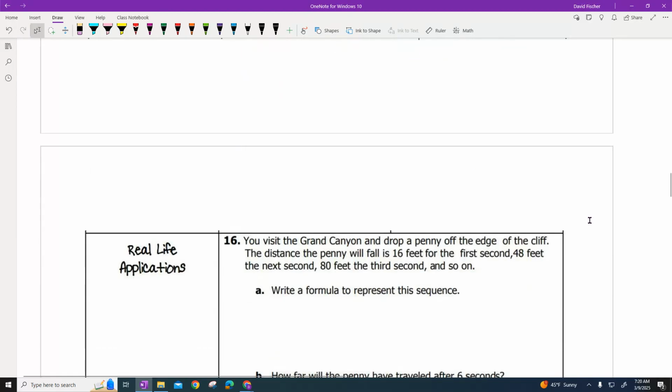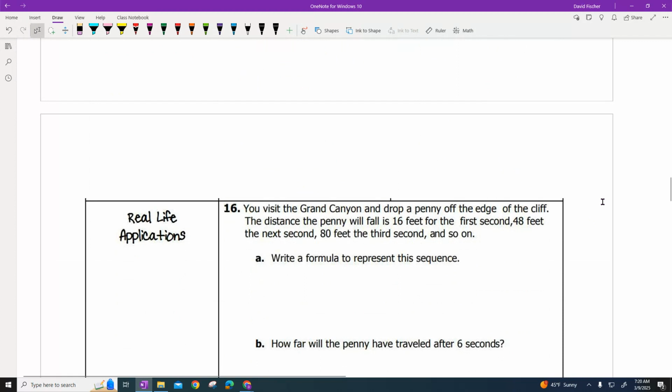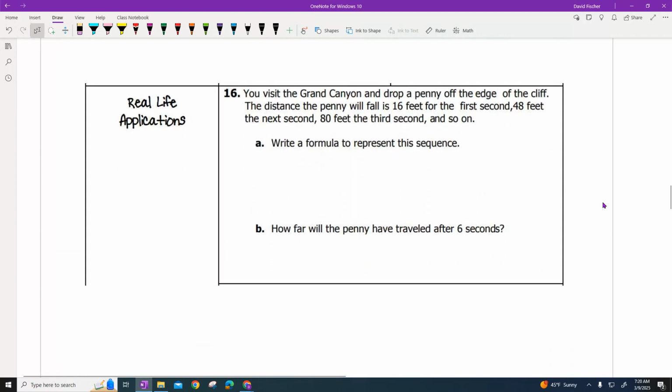Here we go. Let's see what we got. Oh, word problems. Okay, let's wrap this up. We got 2 word problems. You're going to visit the Grand Canyon. You drop a penny off the edge of the cliff. Why would you do that? I don't know. The distance of the penny is 16 feet for the first second. So there's my first number. It went to 16 feet. A second later, it was 48 feet. And the next second after that was 80 feet.